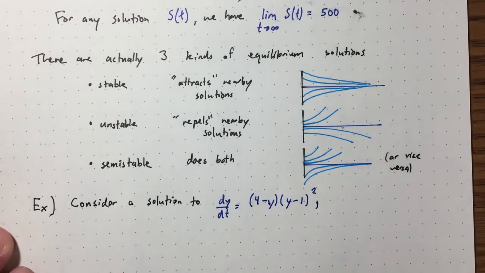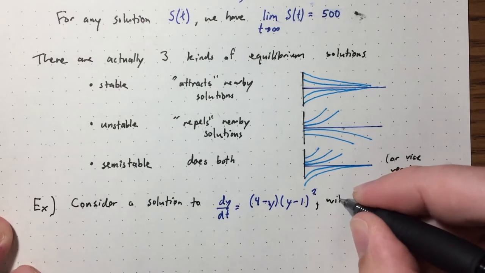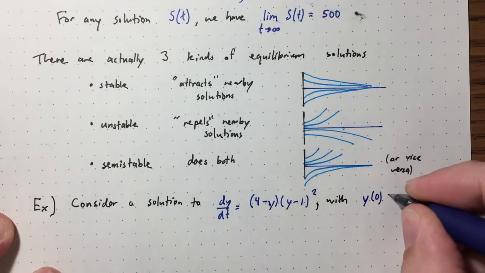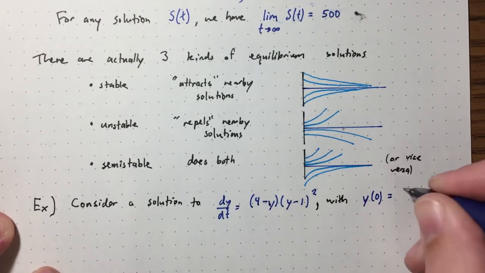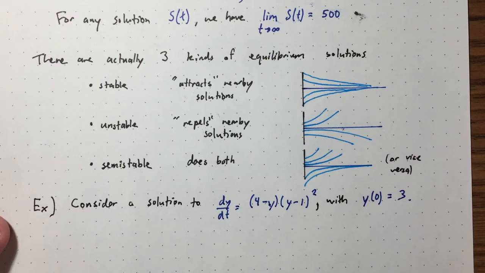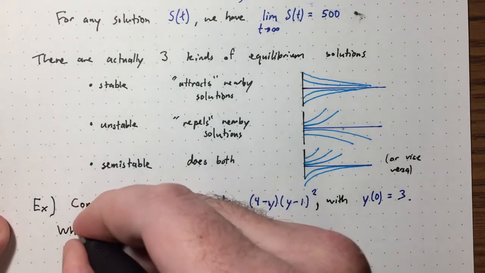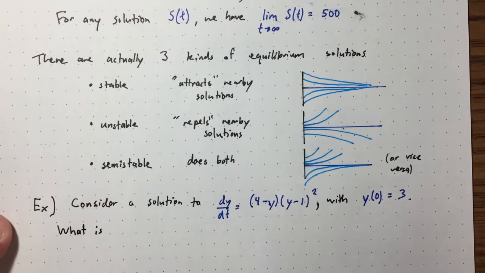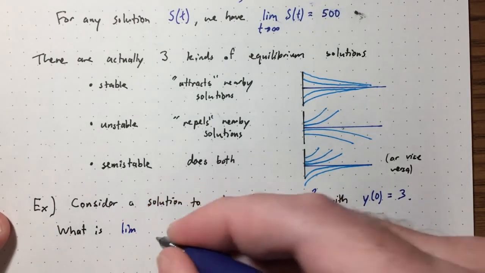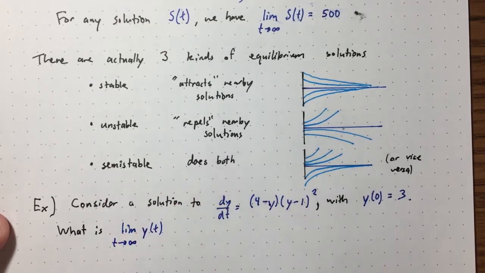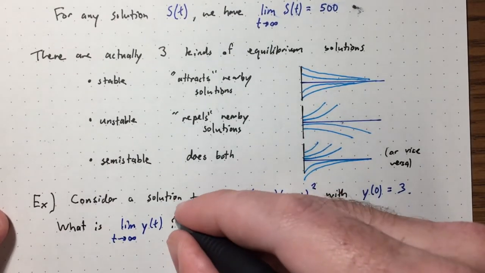And I'll tell you an initial condition. So let's say a solution with y of 0 equal to, let's do 3. Okay, y of 0 equal to 3. And I want to know what is the eventual behavior of this solution. In other words, what is the limit of y of t as t approaches infinity?